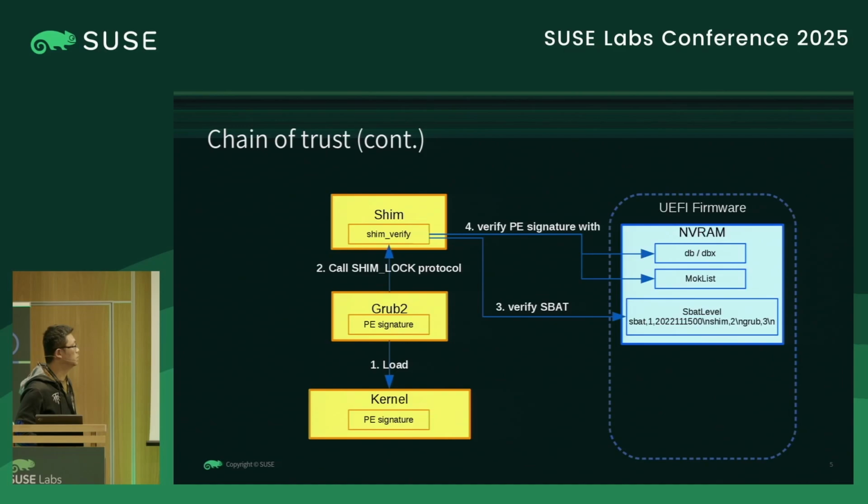SBAT is another mechanism, because the space of NVRAM is limited, so now it's almost full. We cannot put more DBX entries. So SBAT uses a string and a timestamp to revoke those old grub2 or even Shim. The kernel can also support SBAT, but the patch is still under review upstream. Not my contribution, but I'm looking at it. Yeah, it's one simple process.